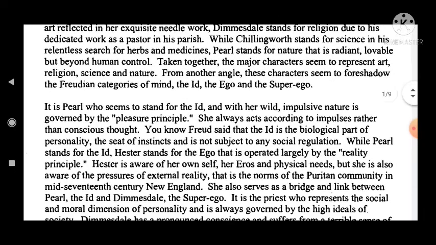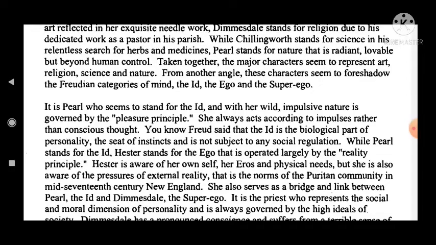It is Pearl who seems to stand for the id, and with her wild, impulsive nature is governed by the pleasure principle. She always acts according to impulses rather than conscious thought. Freud said that the id is the biological part of personality, the seat of instincts, and is not subject to any social regulation.